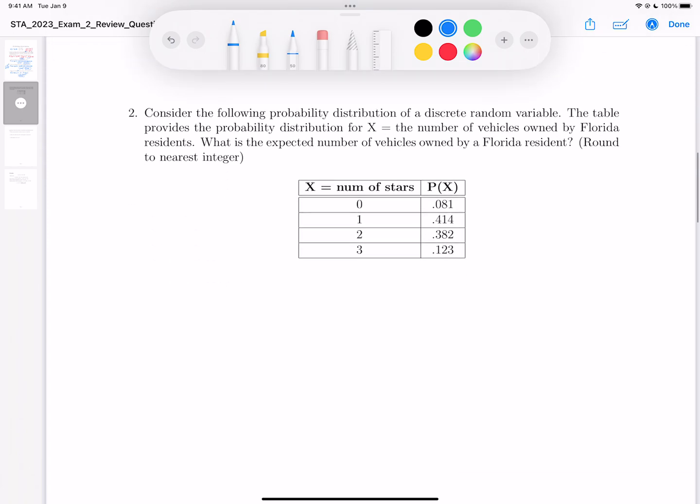Number 2. Consider the following probability distribution for a discrete random variable. The table provides the probability distribution for X equals the number of vehicles owned by a Florida resident. What is the expected number of vehicles owned by a Florida resident? Well, it turns out that expected value is the same thing as the mean. And the mean for a discrete probability distribution is the summation of the value of our random variable times its associated probability.